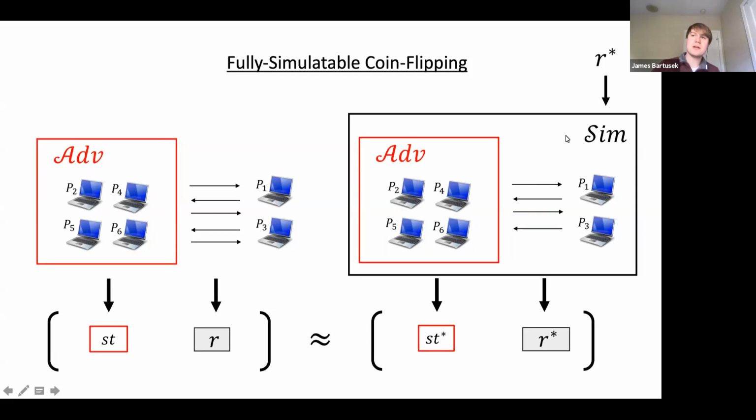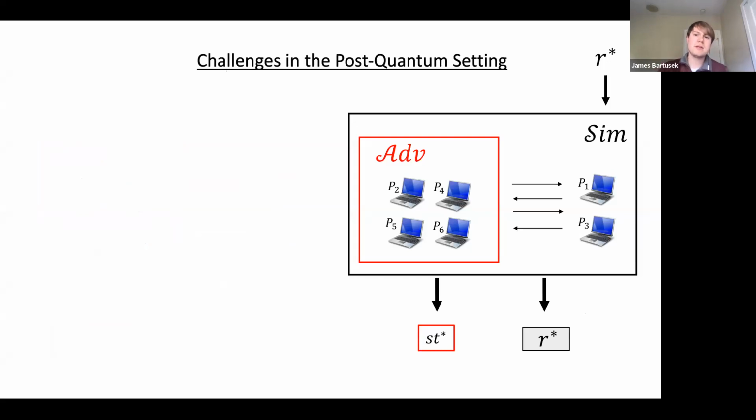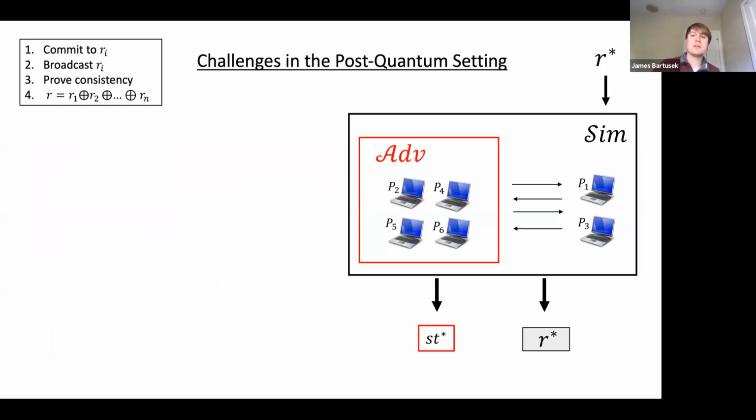So now, maybe you can see why this is useful. If this r star is actually some programmed CRS for one of these CRS model protocols, then the simulator can still simulate this interaction in an indistinguishable way. So I'll discuss some challenges that come up in the post-quantum setting.